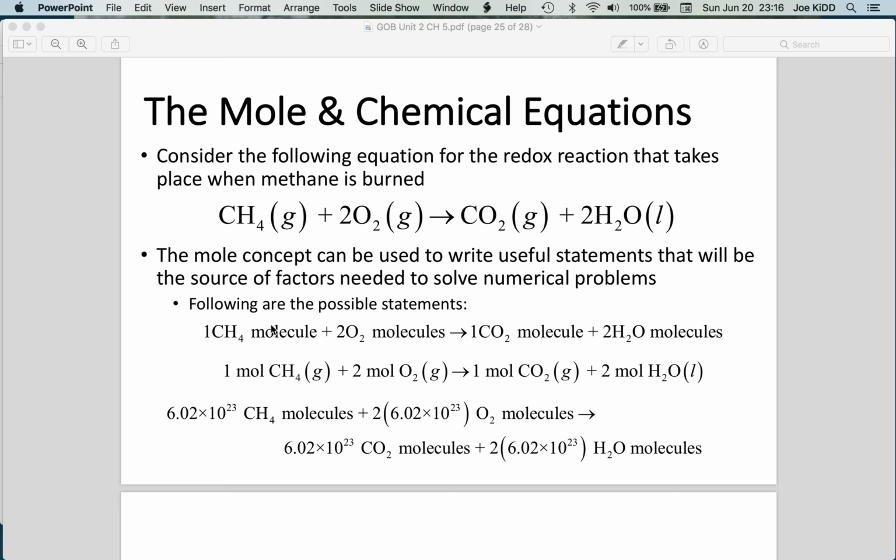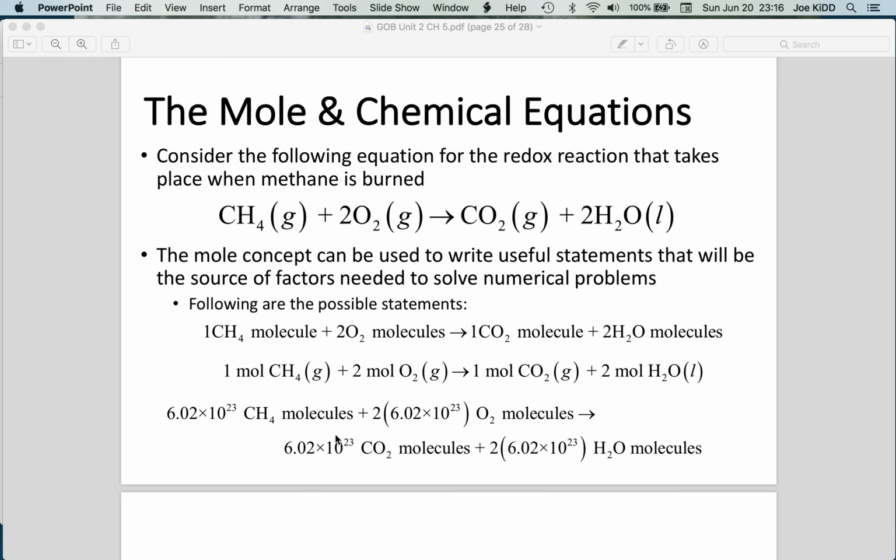And so here we have just some different ways we could rewrite this to represent different things. We could say 1 molecule of CH4 plus 2 molecules of oxygen gas yield 1 molecule of CO2 and 2 molecules of water. Or we could say moles, right? This counting number, this 6.02 times 10 to the 23. We could have 1 mole of carbon, or excuse me, 1 mole of methane plus 2 moles of oxygen, yielding 1 mole of CO2 and 1 mole of water.